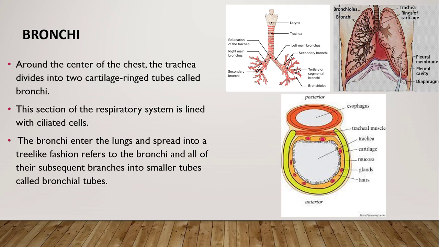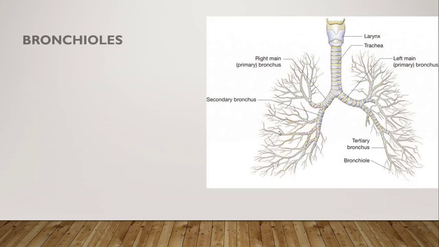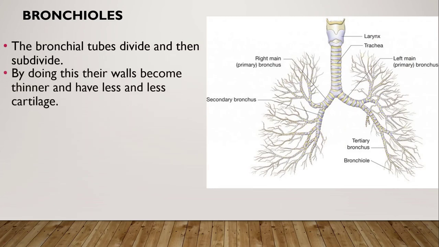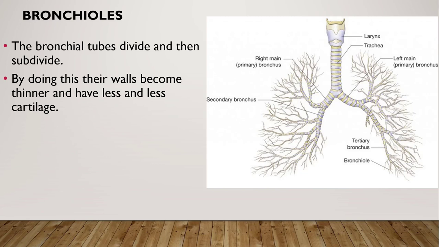The bronchi enter the lung and spread in a tree-like fashion. We refer to the bronchi and all of their subsequent branches as the bronchial tree. These bronchi then divide into sub-bronchi and then further divide, and in the end form a tree-like structure like the bark of a tree. Bronchial tubes divide and then subdivide.